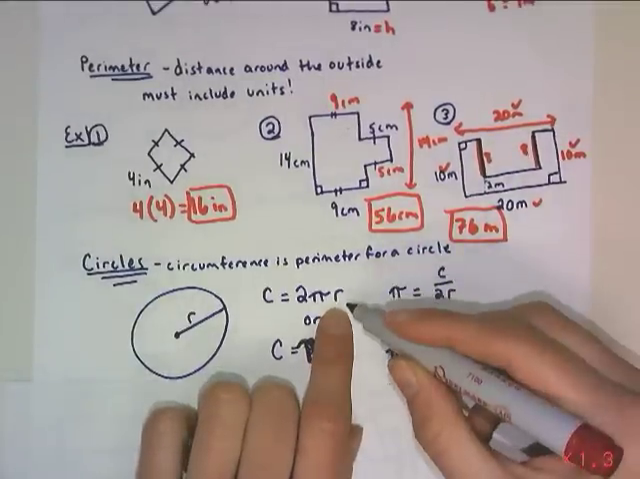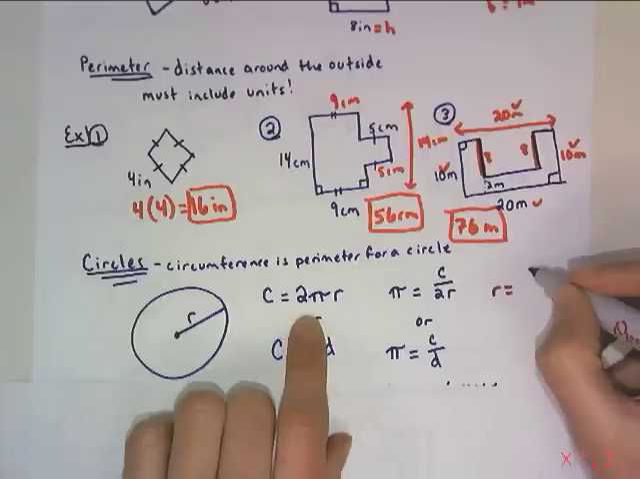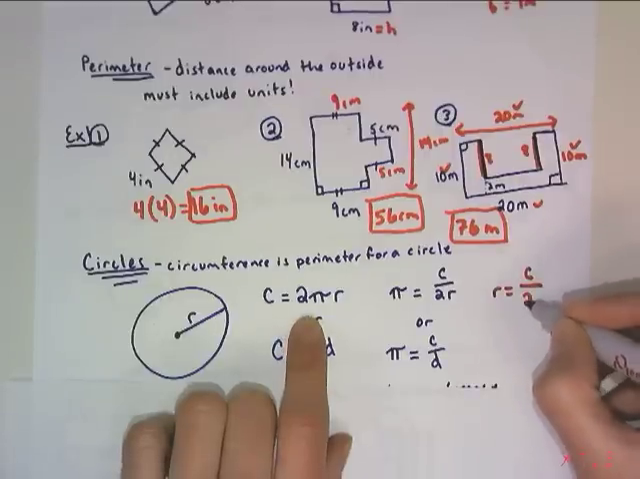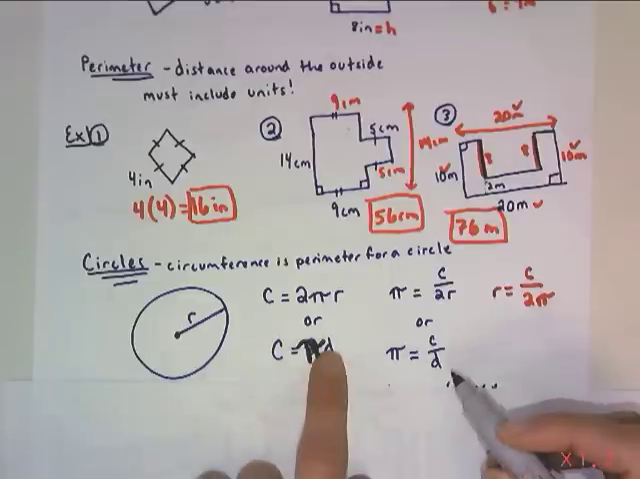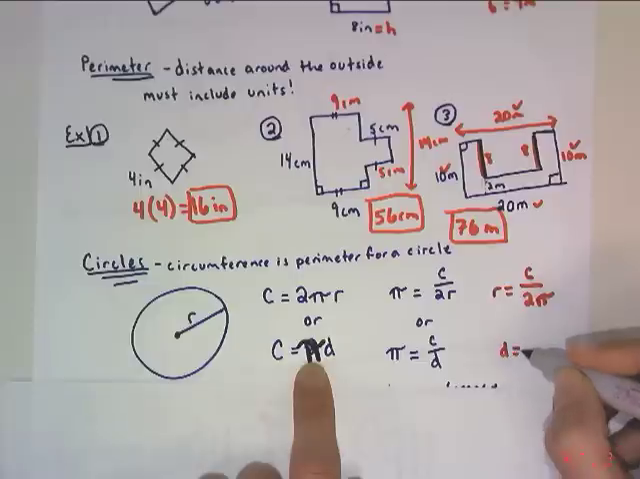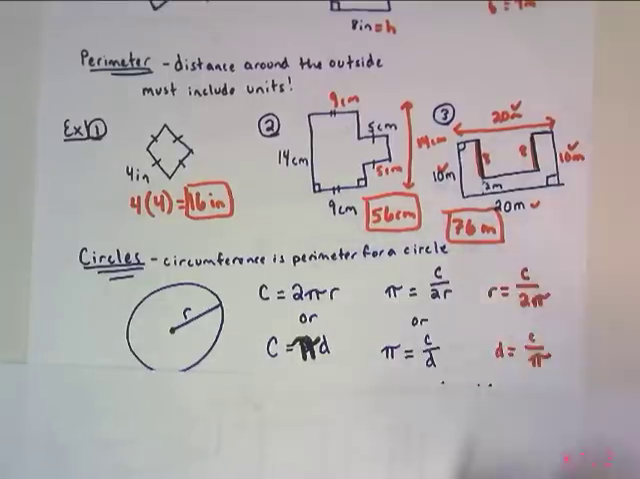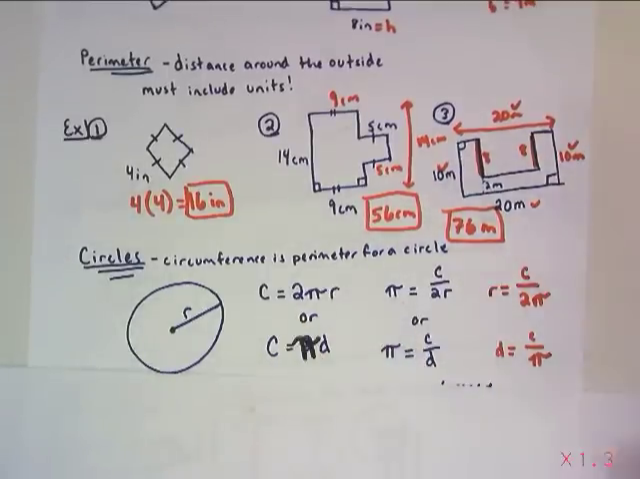How do I get r by itself? Well, I divide out 2 pi, so r would be circumference divided by 2 pi. Likewise, if I wanted to solve for d, I divide out the pi, so diameter is equal to circumference divided by pi. So from this basic equation, you can manipulate it around and solve for several different things.